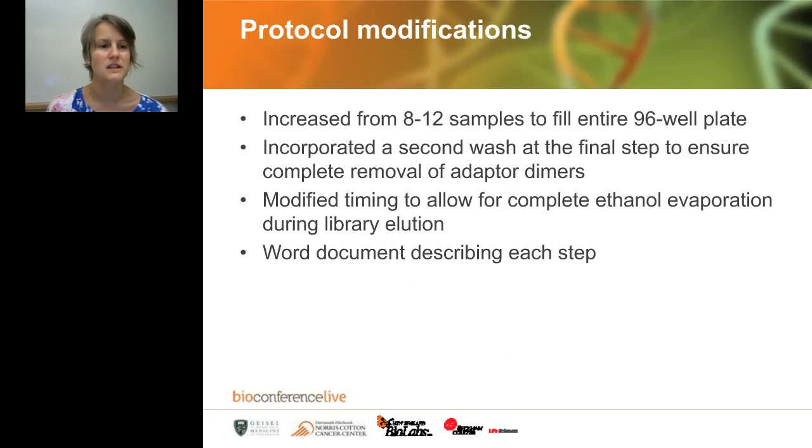So some things that we did, working with Beckman to modify the protocol after we had set it up: we increased it from 8 to 12 samples to be able to fill the entire 96-well plate. We consistently do a second wash for the Haloplex protocol at the end to remove adaptor dimers, and we incorporated that robotically as well. And we modified the timing to allow for a little bit more ethanol evaporation during the library prep, which we suspected may have been having a little effect on the yield.